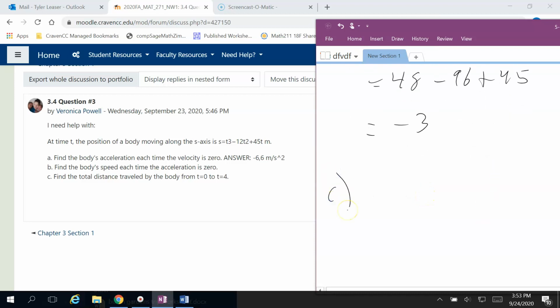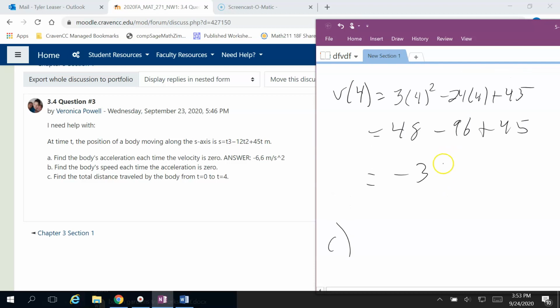Part C. Find the total distance traveled by the body from t equals 0 to t equals 4. Here you have to be careful when it's saying total distance. Oh, sorry, I just thought about something for part B. My answer is not actually -3. That's the velocity. It was asking for the speed. And remember, speed is always positive. So sorry about that. Part B, speed is 3.